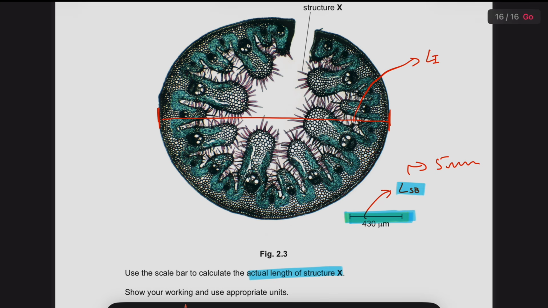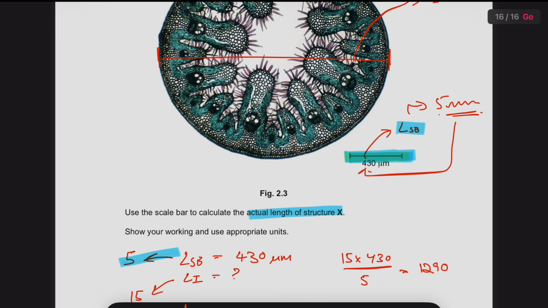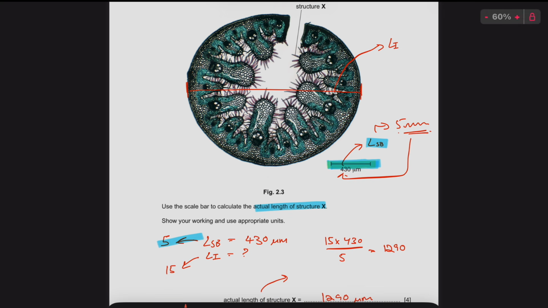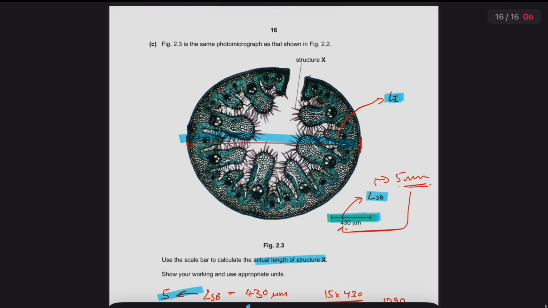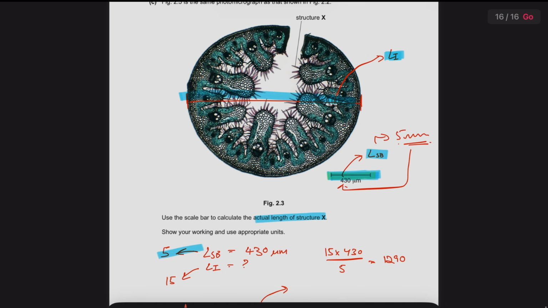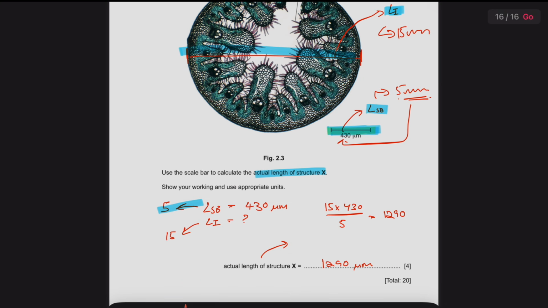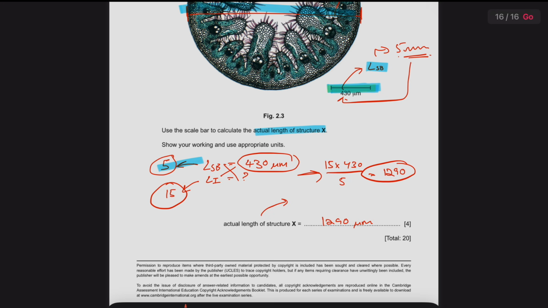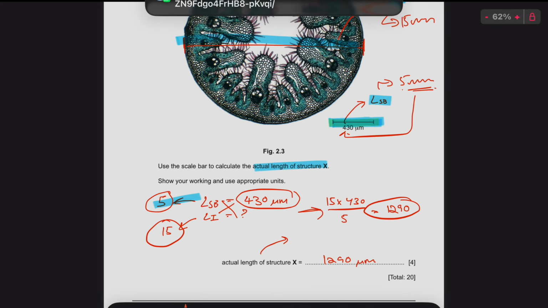So if 5 millimeters represents 430 micrometers, we take the length of the actual cross-section, Li, and let's say we found that it was 15 millimeters. If 5 millimeters equals 430 micrometers, how many micrometers does 15 millimeters equate to? So we use cross multiplication, and we end up with 15 times 430 divided by 5, and we end up with 1,290 micrometers. By the way, this is a made-up value, but it's just an example to show you what you would do in this case.